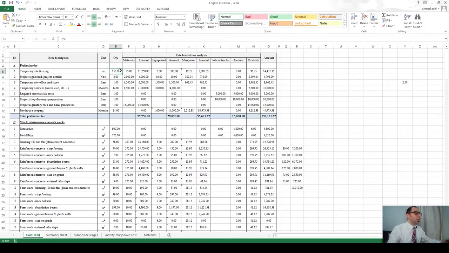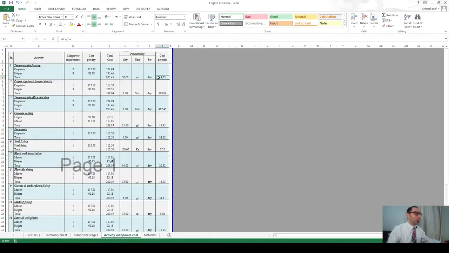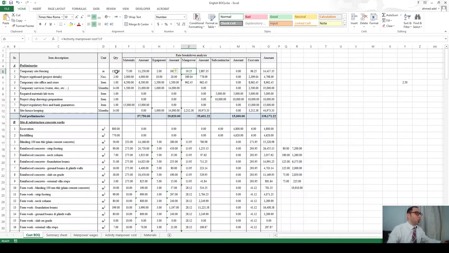Okay. So here, when I come to my BOQ, I have this item, which is temporary site fencing. And how many linear meters do I have? I have 150 linear meters of temporary site fencing. So in terms of manpower, for these 150 meters, how much will each meter cost me for the installation? I just calculated this here, which is 19.25 per linear meter. So if I want to install 150 linear meters multiplied by 19.25, this is the amount. So in terms of manpower to install the site fencing, I need 2,887.